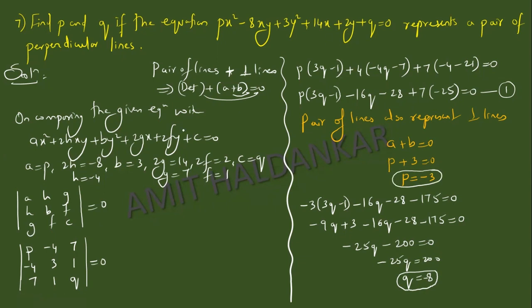So over here, to summarize, these are pair of lines which are perpendicular lines, so you can use this condition initially as well. But the main condition is determinant is equal to 0, and when I say determinant is equal to 0, I can say the determinant of a, h, g; h, b, f; g, f, c is equal to 0. So these are two conditions which are very, very important. You have to remember these two conditions. This is the first one, and this is the second one.